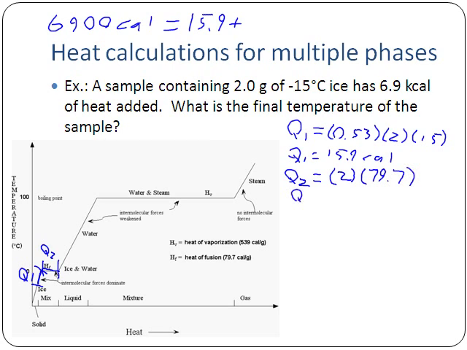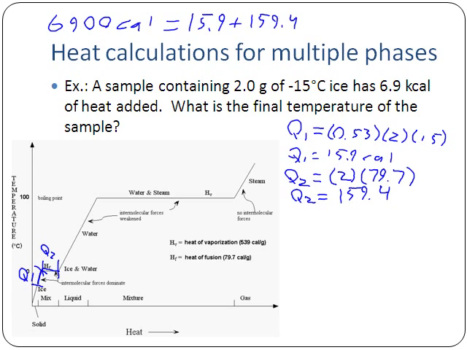And so we multiply them out. 2 times 79.7, and when we do that, we get 159.4. So 159.4 here. Have we used up all of our heat? Not even close. We have 15.9 plus 159.4, and we still clearly have a lot of energy left.